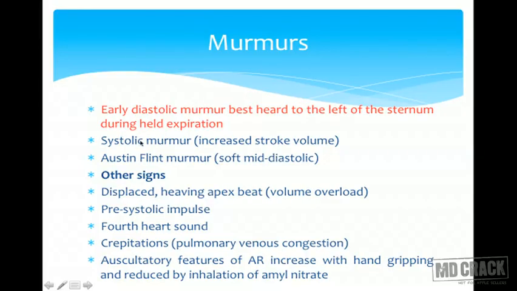We also get an Austin Flint murmur, which is a soft mid-diastolic murmur. I will explain what the Austin Flint murmur is later. Other signs: we get a displaced heaving apex beat because of volume overload. We get a pre-systolic impulse. We get a fourth heart sound, which is characteristically seen in aortic regurgitation. You can get crepitations, which are because of pulmonary venous congestion. Auscultatory features of aortic regurgitation increase with hand gripping, and are reduced by inhalation of amyl nitrate.